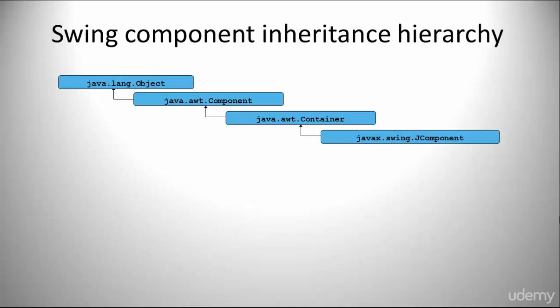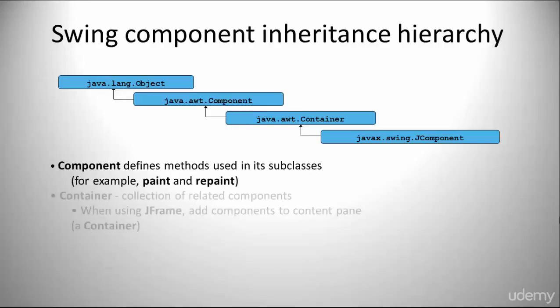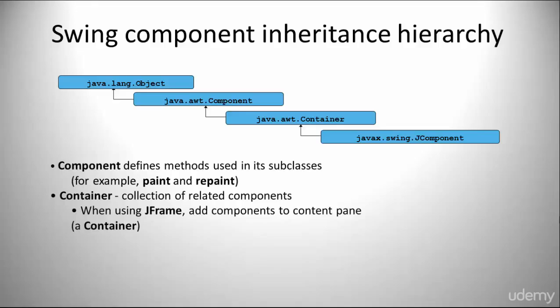Let's take a look at the Swing component inheritance hierarchy. Here, Component defines methods used in its subclasses, for example, paint and repaint. In the Container, we have a collection of related components. When using JFrame, we add components to the content pane, or a container. The JComponent is a superclass to most Swing components.